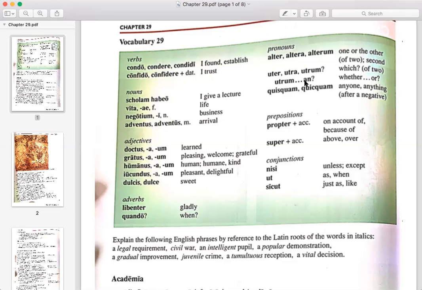And utrum and an are a type of question. You can see, because they have the question marks, that these are both going to be used with questions. So whether or, depending on the context, you might be able to flip that around a little bit to make it make sense in English. So those are pretty much the new grammatical things that they are introducing in chapter 29.